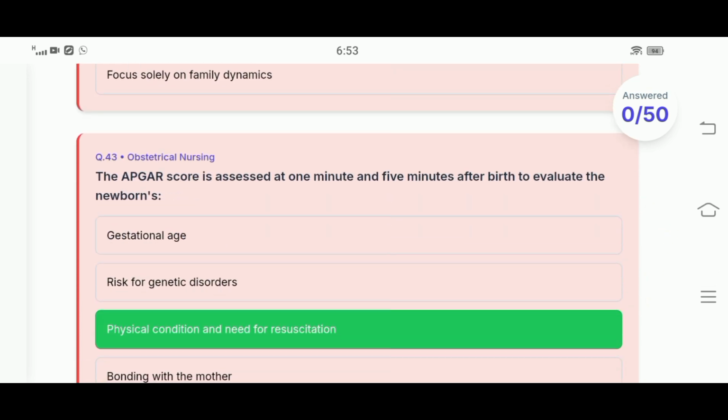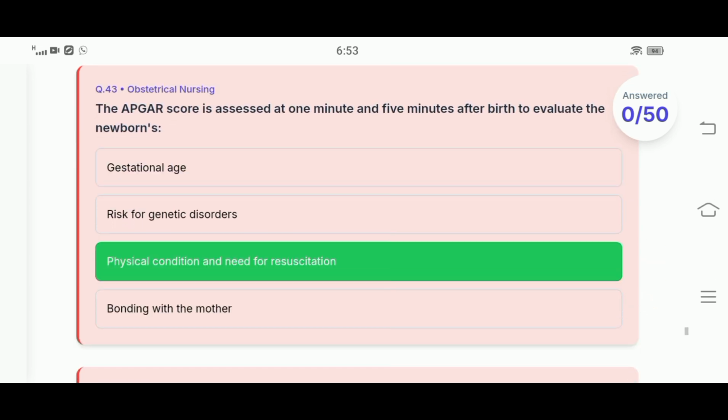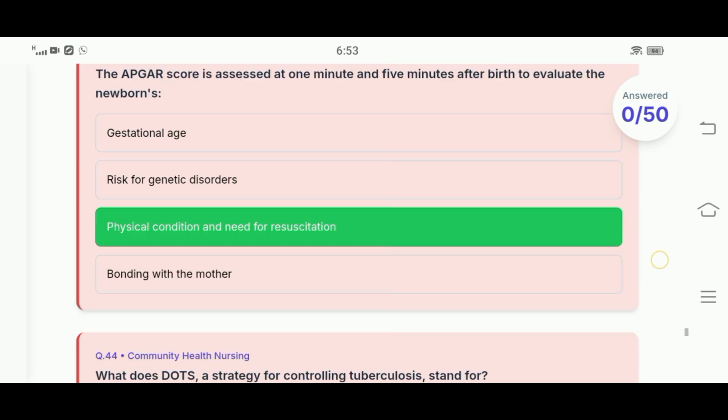Next, 43. Obstetrical nursing. The Apgar score is assessed at 1 minute and 5 minutes after birth to evaluate the newborn's. Options are A. Gestational age, B. Risk for genetic disorder, C. Physical condition and need for resuscitation, and D. Bonding with the mother. So the correct answer is C.